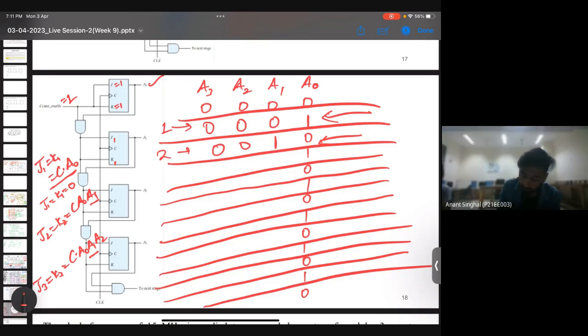Okay, so similarly I'll write for here. So A0 is 0. So whatever the previous state, J1 will remain the same, and A2 will also remain the same. So I'll write for all the states whatever I'm getting. So here it will be 1, so it will change. Here it will be 1, so it will also change. So I'll write it quite quickly, whatever I'm getting.